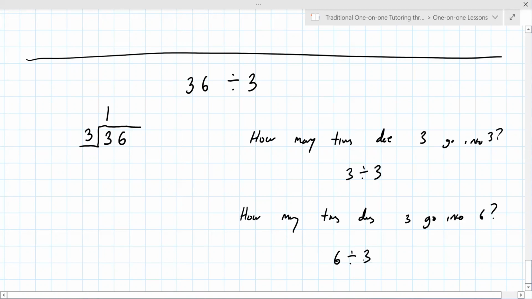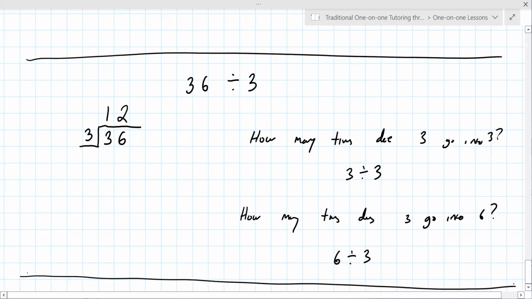3. Nope, try again. 6 divided by 3. 2. Okay, so are you getting this down in your notes? Go ahead and take some time here to get this written down, and then we'll proceed after you're ready. Yeah, done. Okay, so let's try another one.